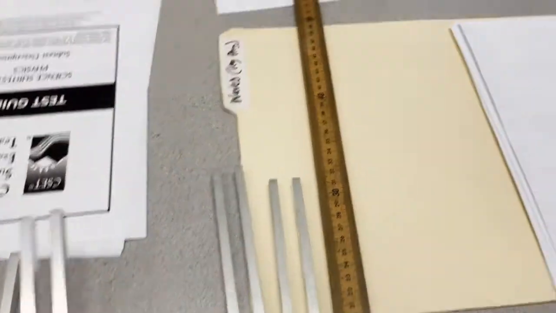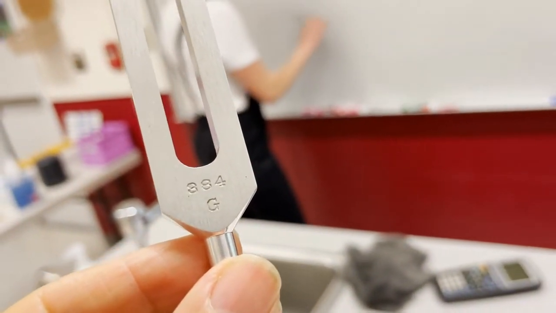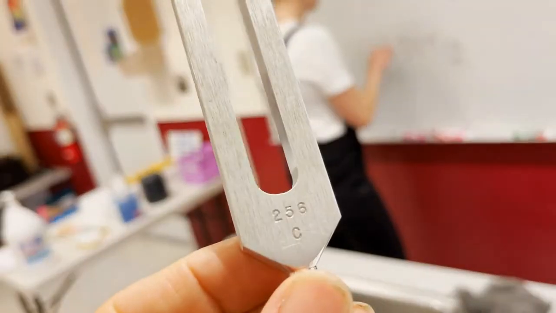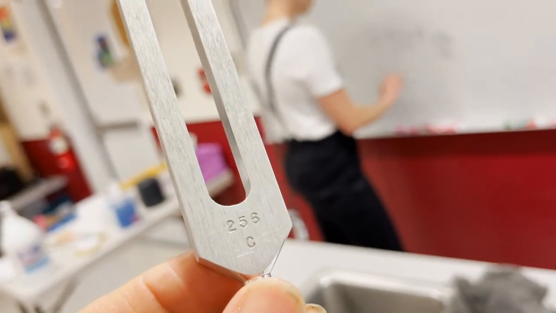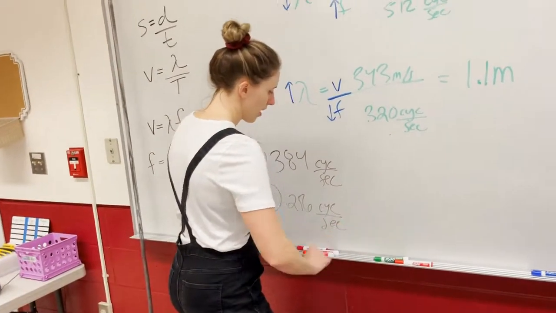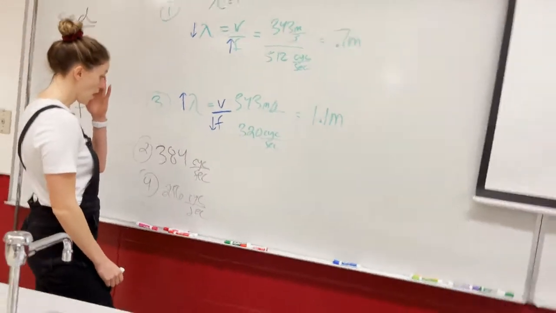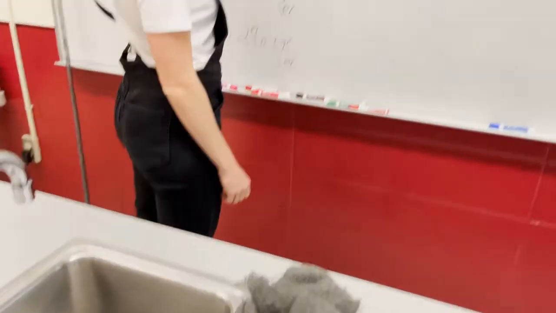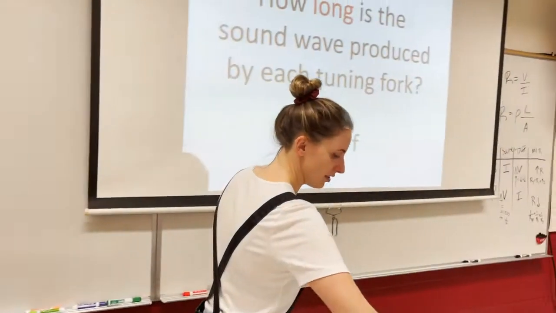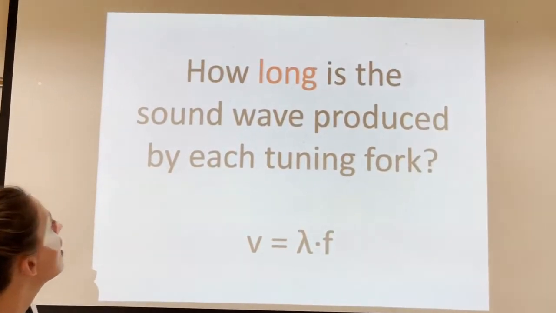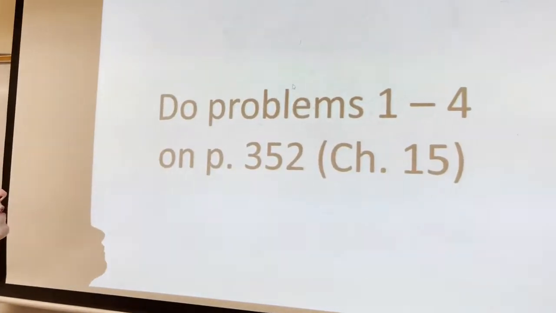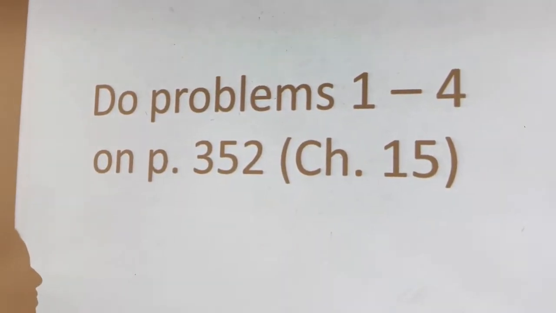Well, boys and girls, here is 384. You do this one on your own. So there's 384 cycles per second. And then that was the second one, 256 cycles per second. It's about the same equation. Go ahead and knock these out. Change that number. Okay, you guys got that. I'm gonna set you free on that. So finish up calculating the wavelength for those tuning forks.